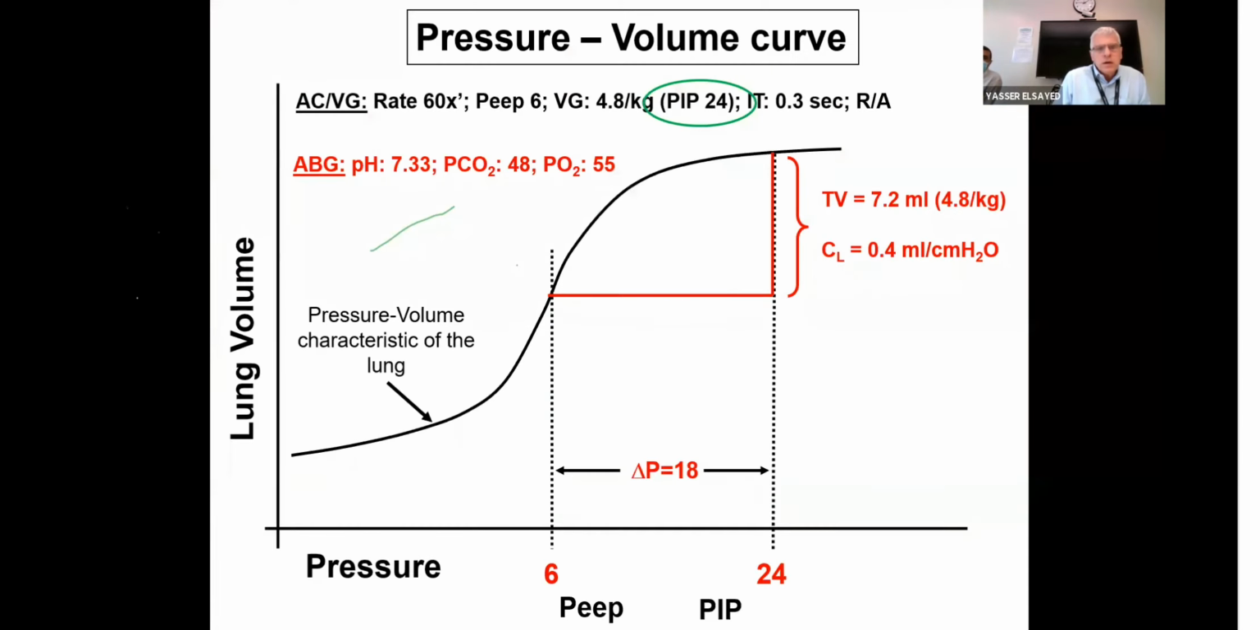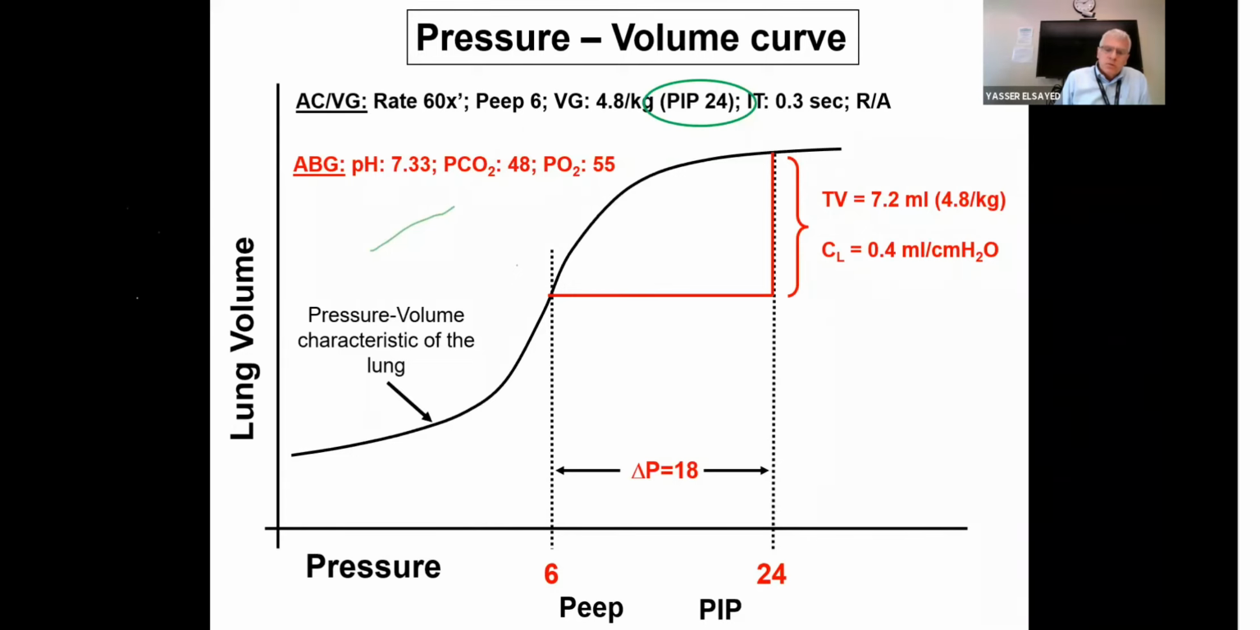So you have this baby on AC VG, rate of 60, PEEP 6. The volume you're using is 4.8 per kilo, and the PIP that the ventilator is using to deliver that volume is 24. And that's a bit too high for a premature baby. So you're concerned about that PIP. Your TI is 0.3 seconds. You're in room air. You do a gas, and the pH is 7.33, your CO2 is 48, and your PO2 is acceptable, 55 in room air. So you're happy with that gas, but you're not happy with that PIP. You think that baby is requiring too much PIP.